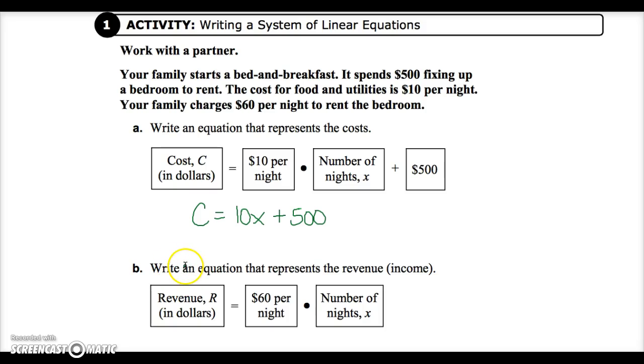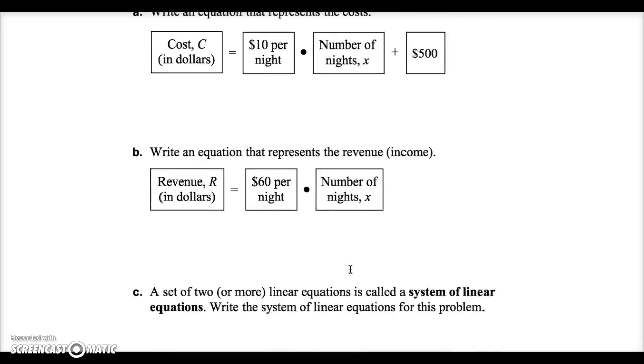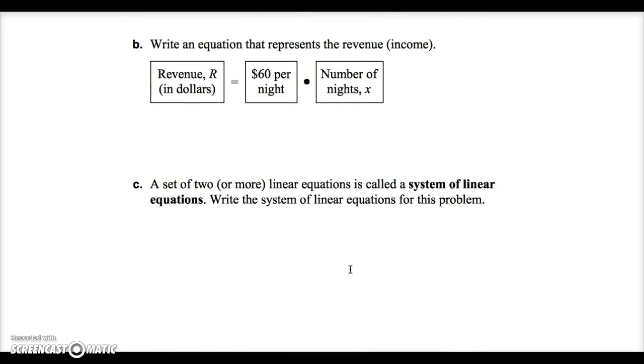Okay, then part B says write an equation that represents the revenue or the income. So the revenue is what your family is making off of this bed and breakfast. It said they charge $60 per night, and that was it. So our equation is just simply going to be R equals 60x, 60 times however many nights they're staying.